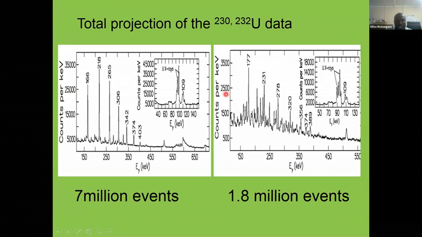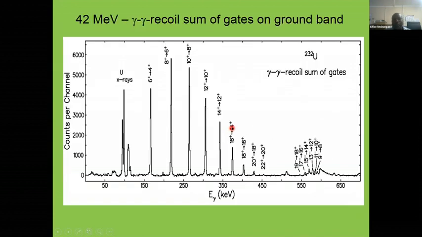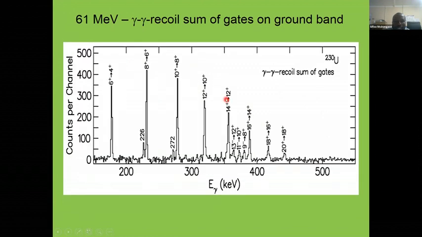We then sorted the data into the matrix. For uranium-232, we get 7 million events, and for uranium-230, we get 1.8 million events. And if you sum the gates into the ground state, you can clearly see the ground state band here, and the E1s here. The same for uranium-230. If you sum the ground state band, you see the clear ground state band transitions.